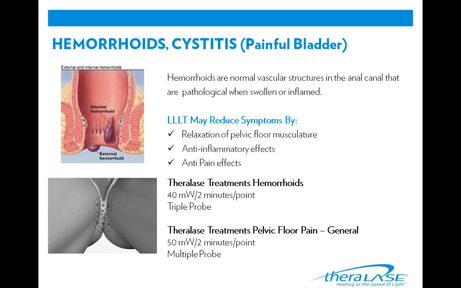Here we're looking at using 40 milliwatts, 2 minutes per point, probably using your triple probe. If it's an external hemorrhoid, we can use our triple probe right over that hemorrhoid. If it's an internal hemorrhoid, we're really just trying to irradiate that area, but we're working externally. It's a little harder to get the light in there, but it will still have effects. The external hemorrhoids will be easier to treat.